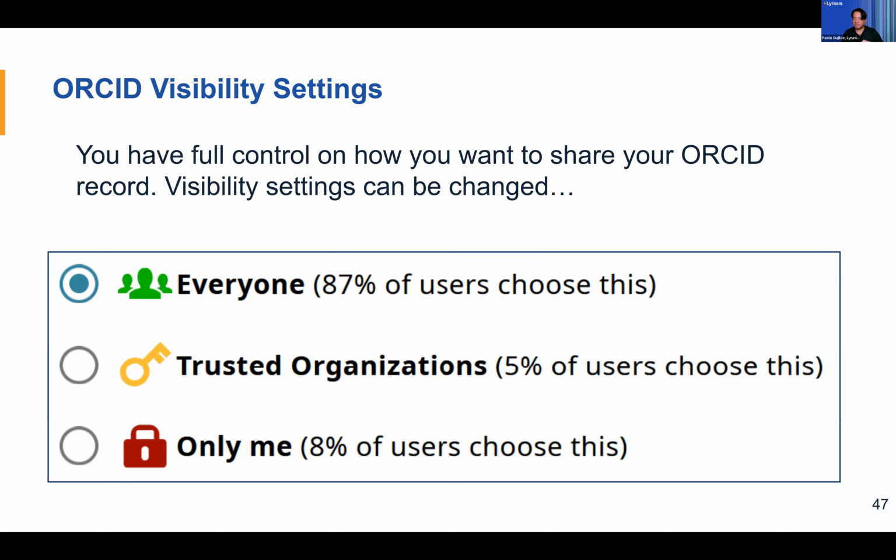So you can just change that to trusted organizations, that particular entry. Or if you want to hide a complete entry of, like, employment. So let's say I work at this organization, but I really don't want to share that information at all with anyone. You can change that entry to just only me, or private only, or privately available.